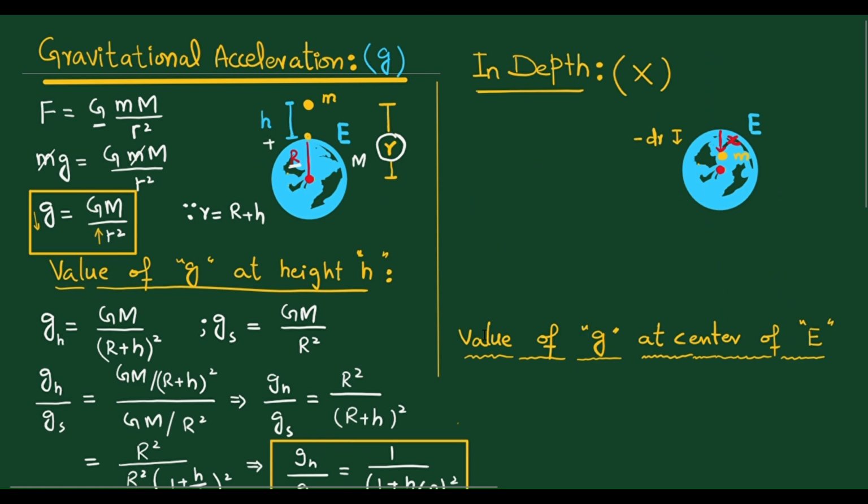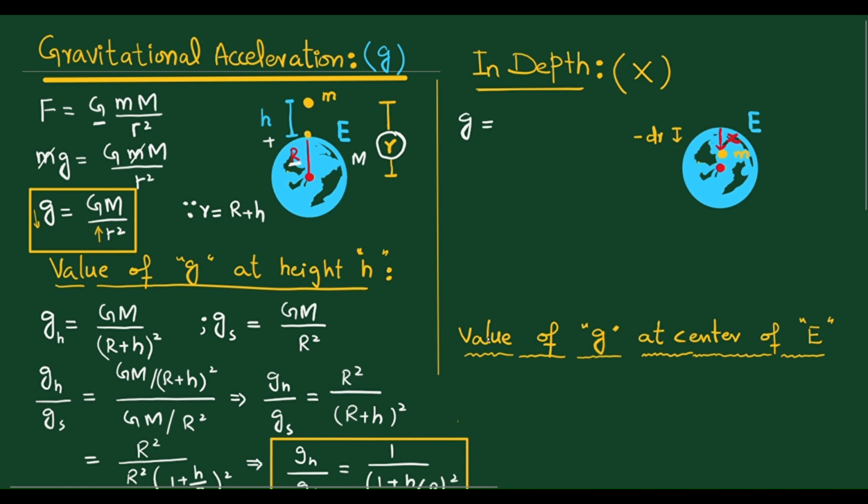Now we are going to discuss the value of g in the earth at some depth x. Here we know that the value of g is equal to capital G, capital M, divided by r square. If we go into the earth at depth x, then the value of g will become capital G, 1 by r square, and dm. If we integrate this, we will get the value of g.